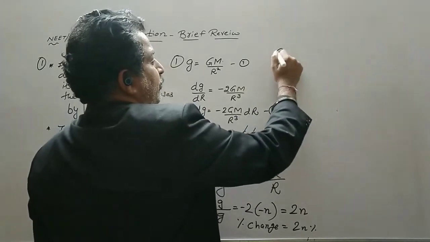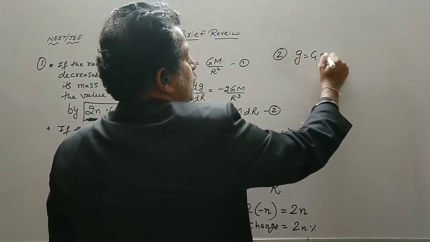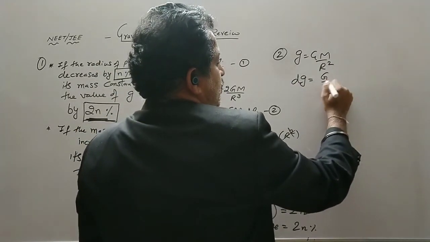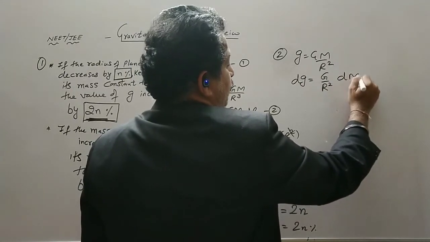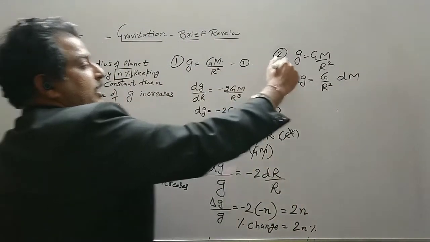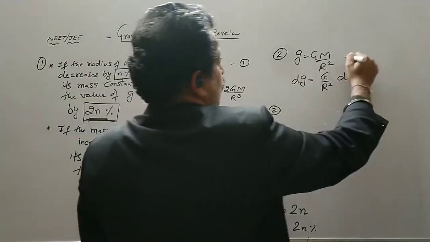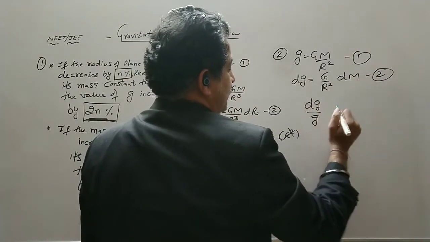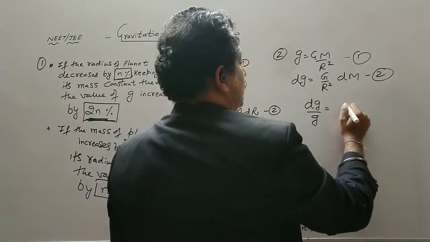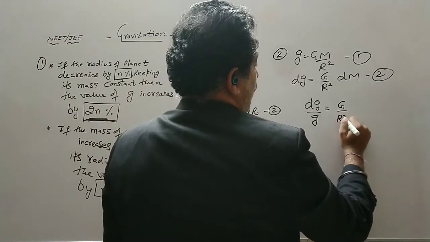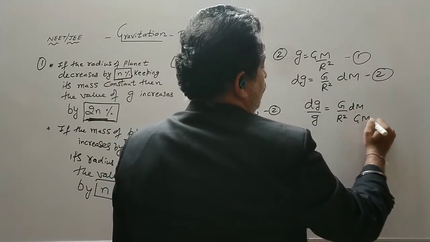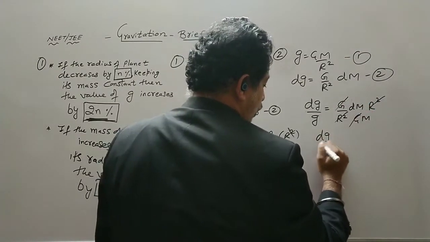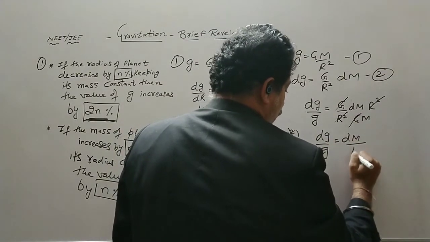If we want to prove this, g is equal to GM upon r square. So dg can be written as capital G upon r square dm. That is differentiating g with respect to mass. So this is your equation 1, this is equation number 2. Now we can take dg upon g is equal to G upon r square dm, GM upon r square. So r square cancelled, G cancelled. So dg upon g comes out to be dm upon M.